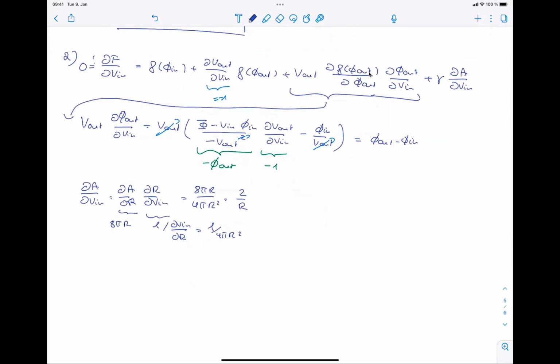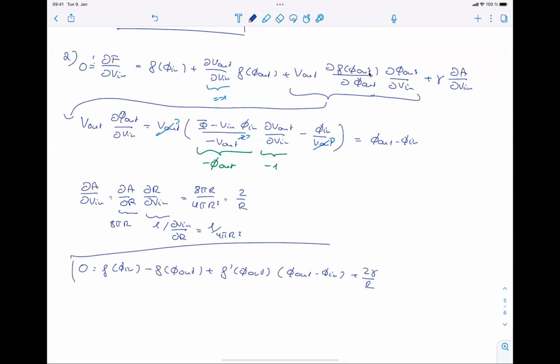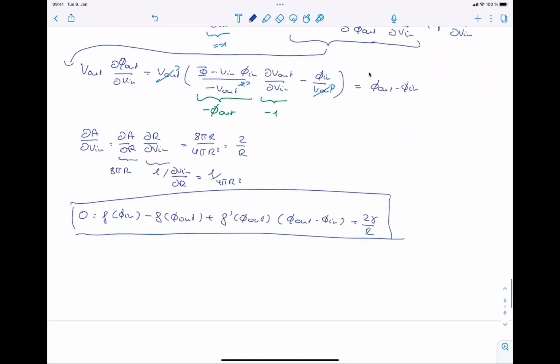And now our constraint becomes 0 equals f of phi_in minus f of phi_out plus f prime of phi_out times phi_out minus phi_in plus 2 gamma over r. Okay. So now we derive two equations. What do they mean?